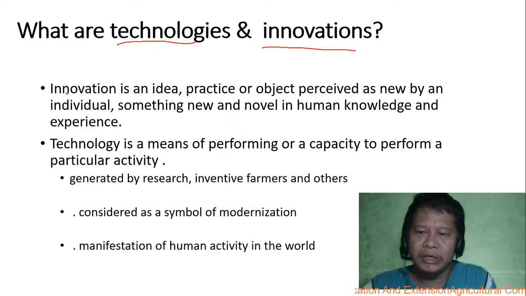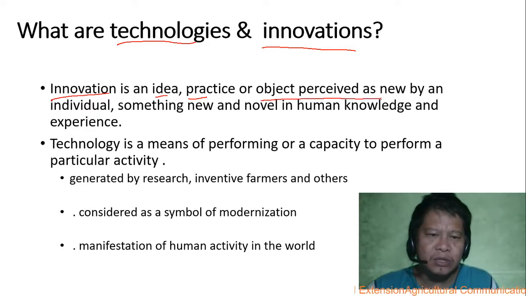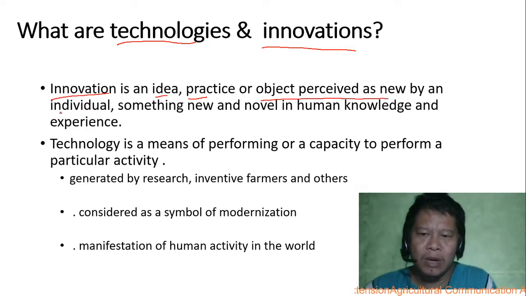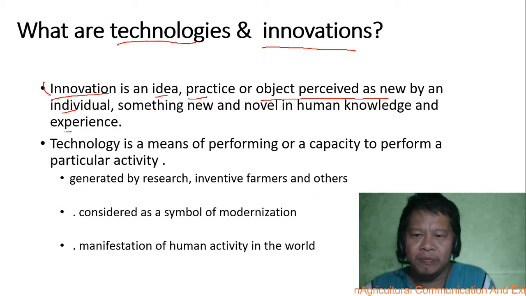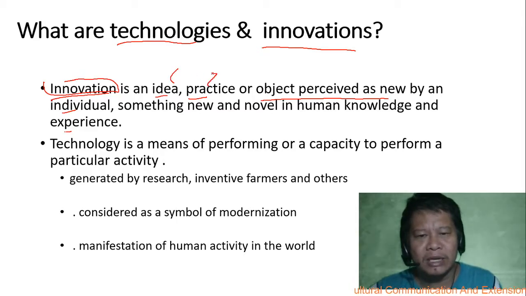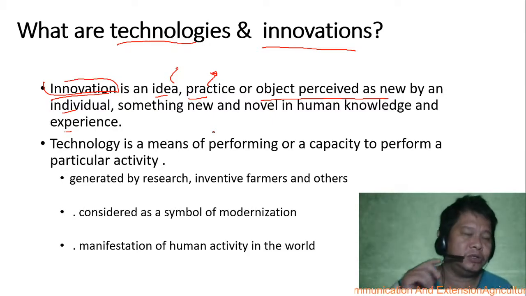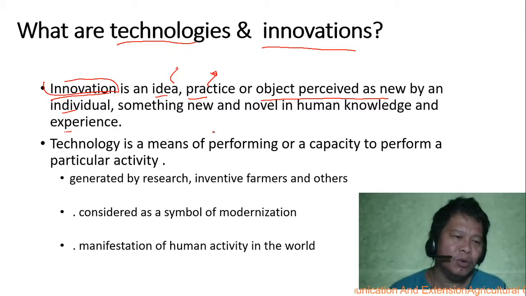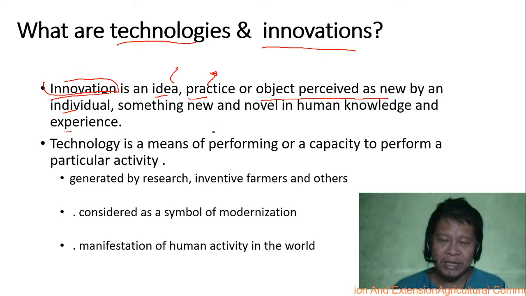Accordingly, innovation is an idea. It is a practice or an object perceived as new by an individual, something new and novel in human knowledge and experience. This is the definition of innovation. It could be an idea, it could be a practice that is actually done, or an object perceived as new by an individual, or something new and novel in human knowledge and experience. Like I said, old model cell phones and new model cell phones. And an idea, a new frame of mind.